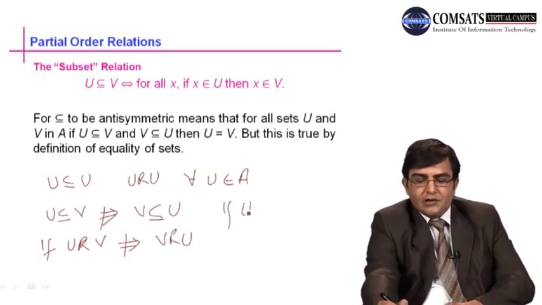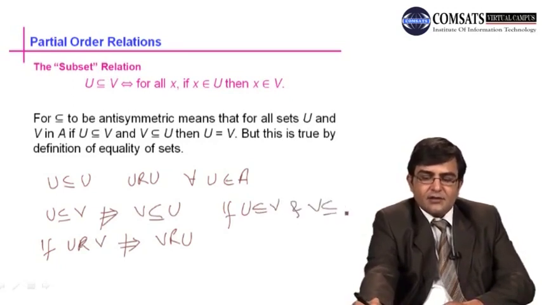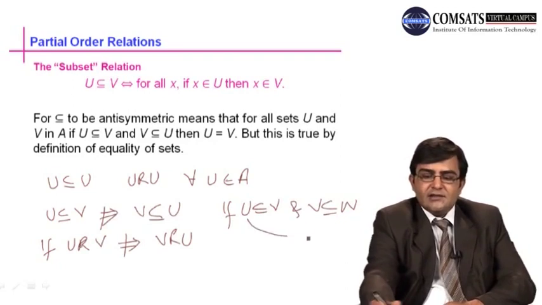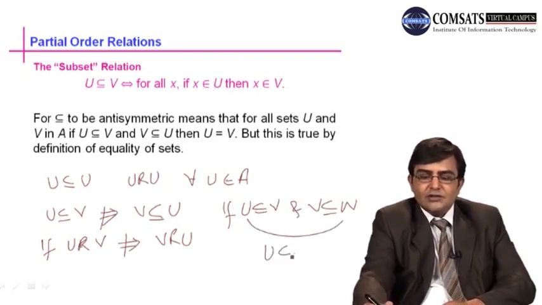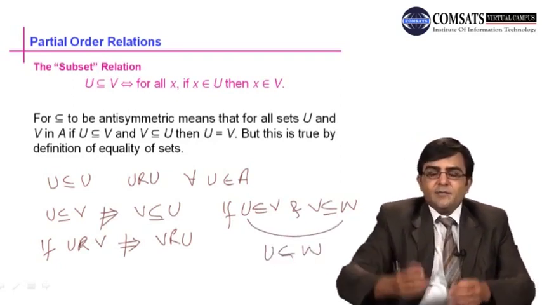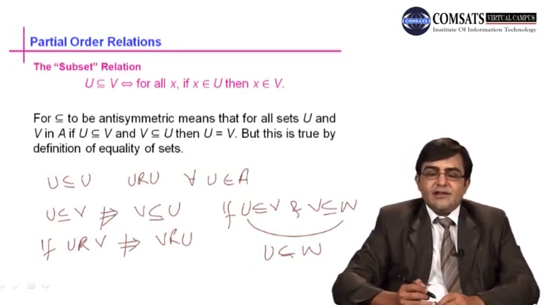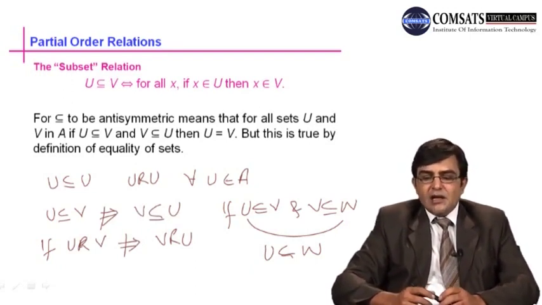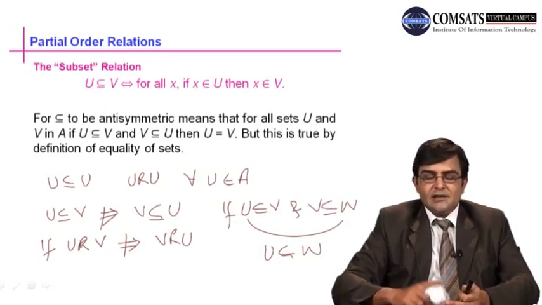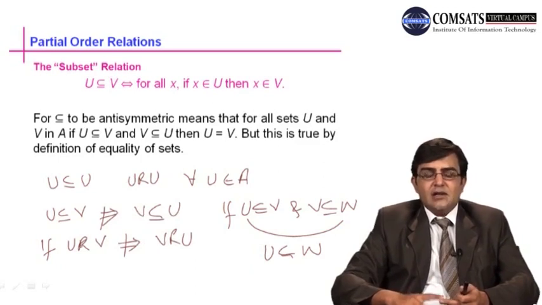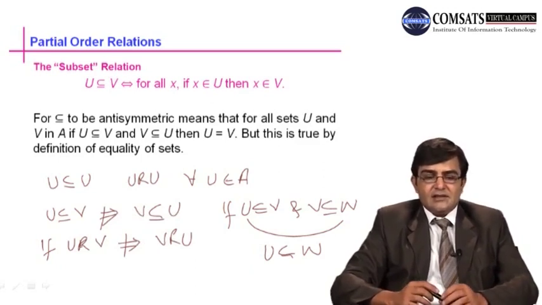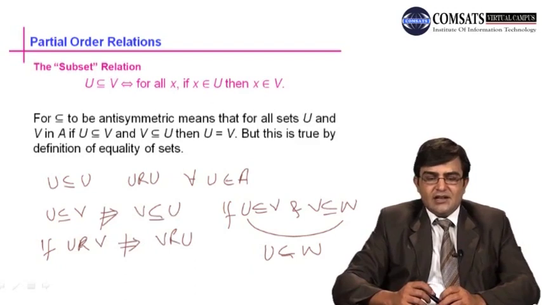If U is a subset of V and V is a subset of W, then it obviously holds that U is a subset of W by the properties which we have studied in sets. So this relation is transitive. This relation is reflexive, antisymmetric and transitive. Therefore this relation is a partial order relation.